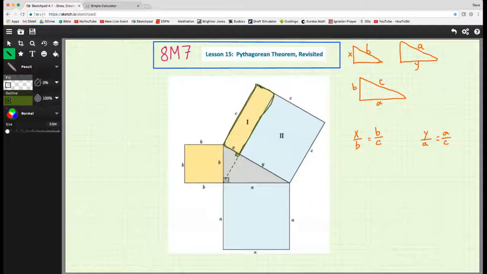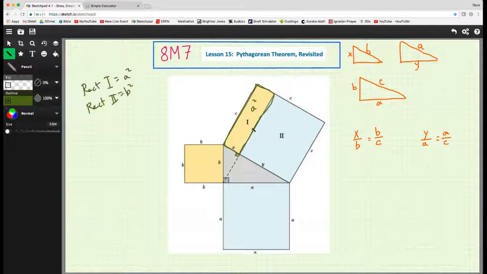Okay, so I'm going to try to show to you that this thing here is a squared. That's the first thing I want to do. That rectangle 1 is equal to a squared. And then I want to show you that rectangle 2 is equal to b squared.